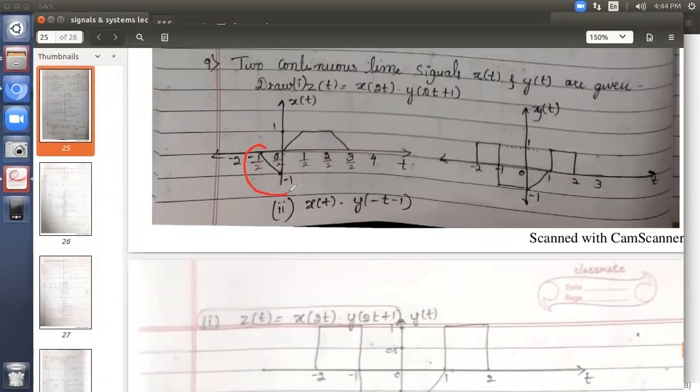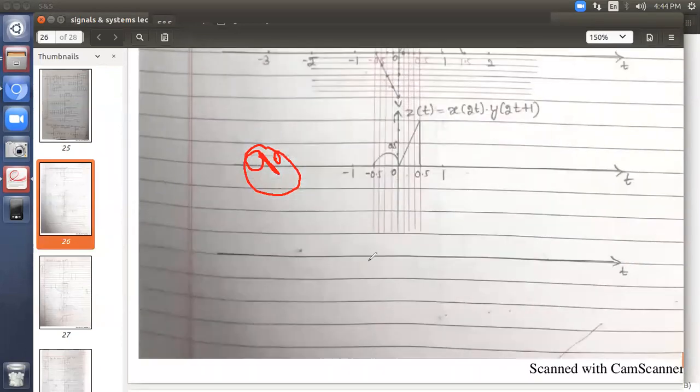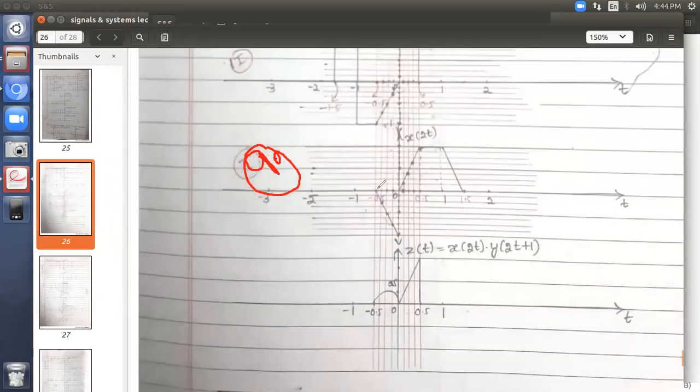If you check, there is a decreasing slope between 0 and minus 1. So what is the new range? It is 0 to minus 0.5. So this decreasing slope should be drawn between 0 and minus 0.5. I have drawn it here. You can see it between minus 0.5 and 0.